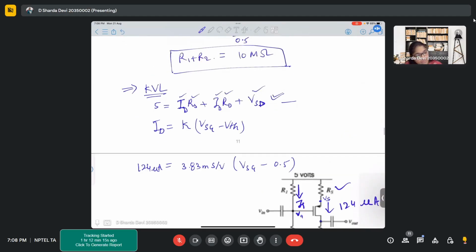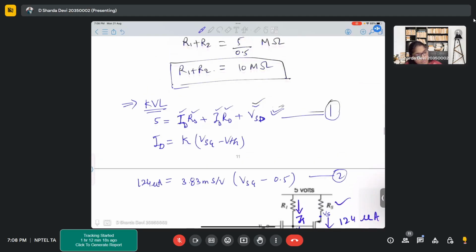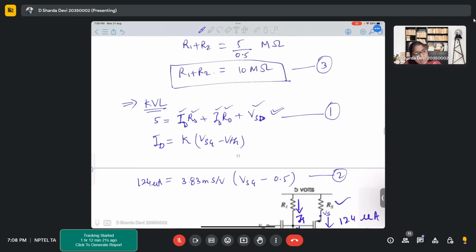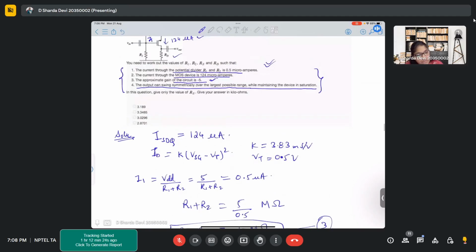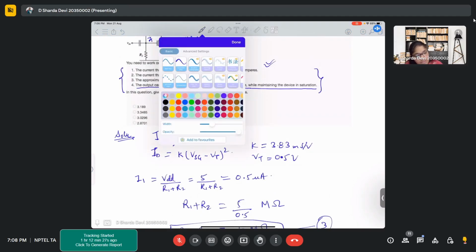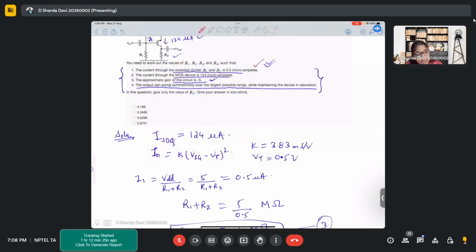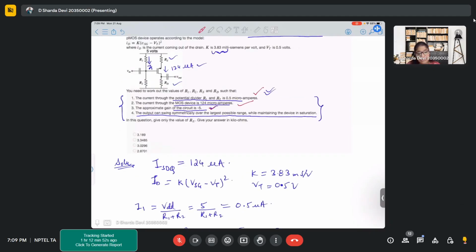So we have one equation, two equations, three somewhat there. What have we used so far? We have used that this current is 0.5. Swing we will look at the very end, because we first compute everything and then go for swing. So what is left? The remaining figure of merit is gain. We have to design this circuit for a gain of 5 volt per volt.